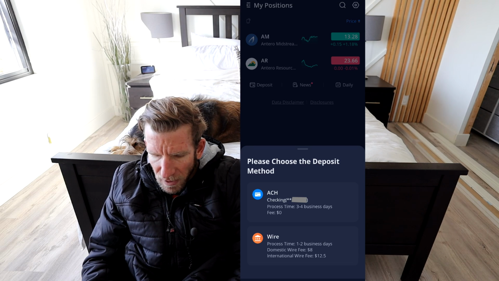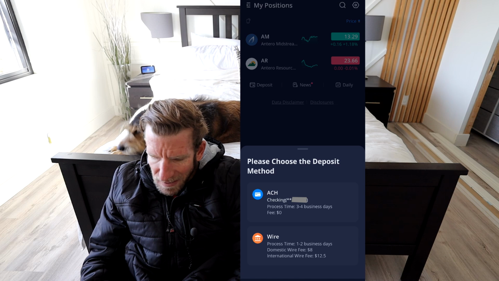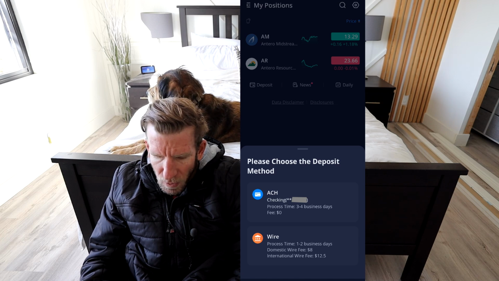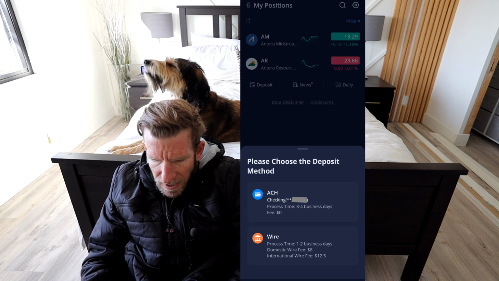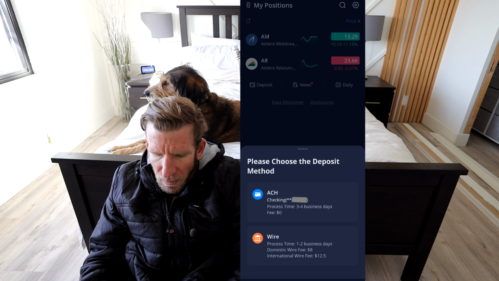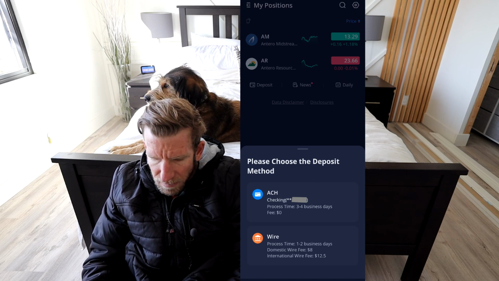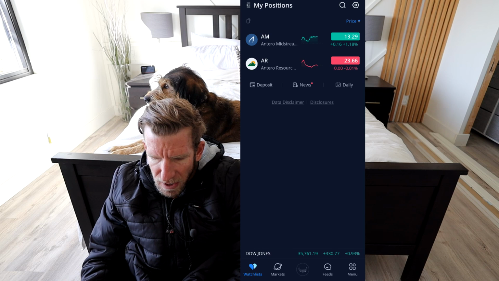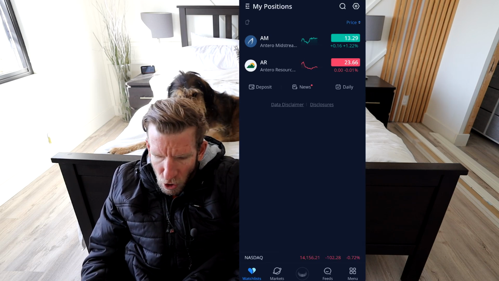As you can see, I've already set up my checking account, and that typically takes 3 to 4 business days with zero fee, or you can wire, which goes a little quicker, but there are some fees involved with the wiring. We'll show you how to start with your checking account because that's what most of you are going to be doing. I already have that set up, but I'm just showing you that. That's right underneath my positions. That's just kind of like a home screen here.